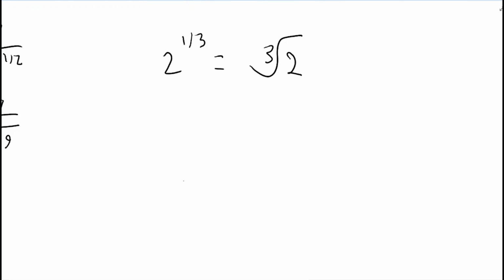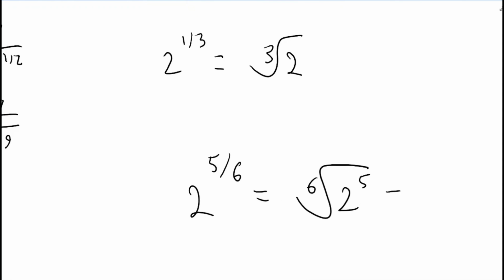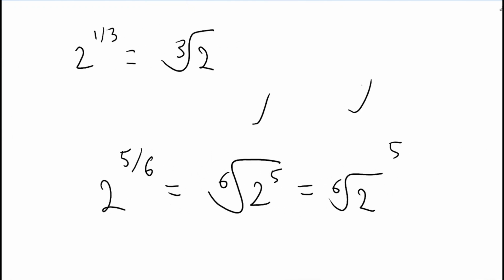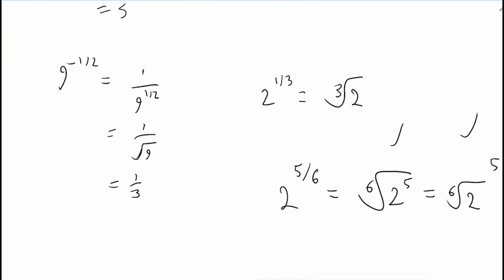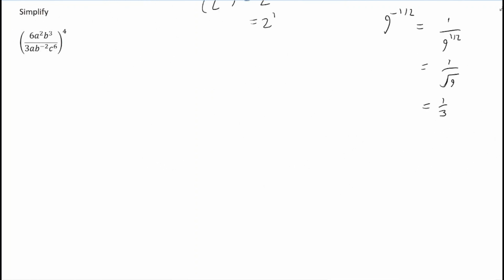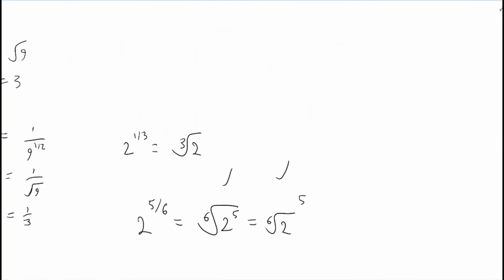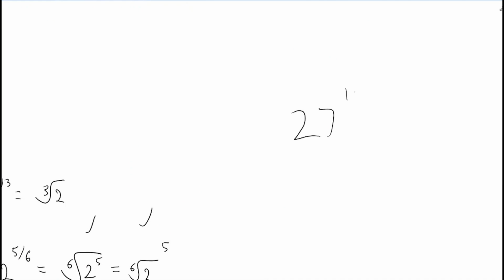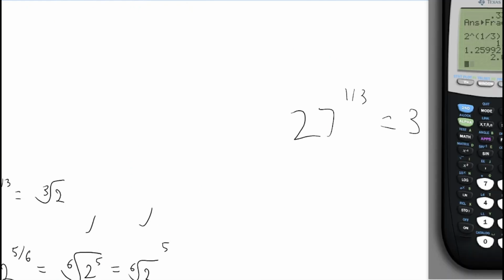If you want to do something really fancy, like 2 to the power of 5 over 6, that's going to be the 6th root of 2 to the power of 5. Or if you want to write it as the 6th root of 2 all to the power of 5, both these are correct. So fractions work a little bit weirdly with square roots. You can do cube roots pretty straightforward. If you do like 27 to the power of a third, that actually ends up being 3. Because if we look at 3 cubed, that gives me 27.